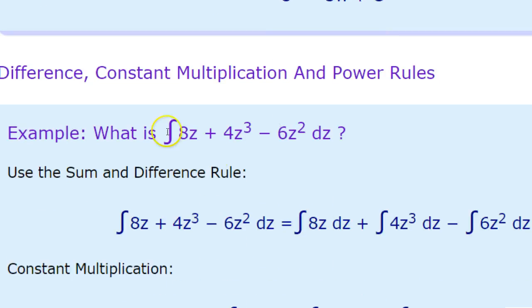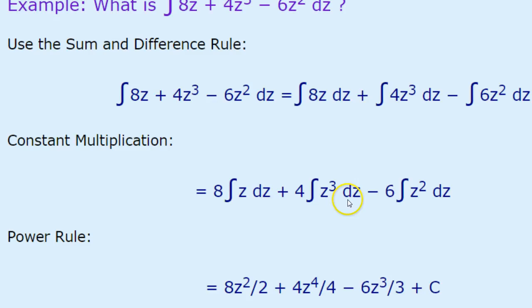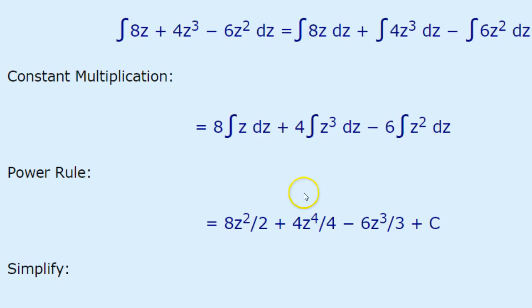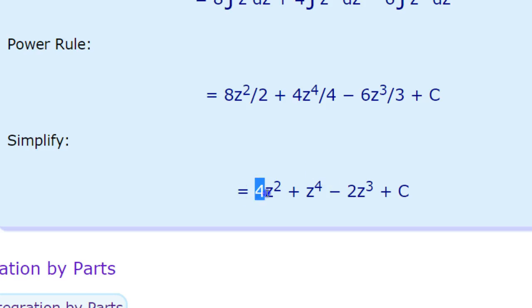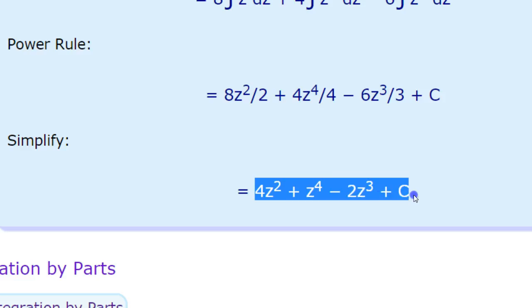Now if we had to mix them all up, obviously we would just break it apart into each. Let's say we had some difference, constant multiplication, and power rules in here. We would separate them all into separate integrals. We would bring the constants out front. Then we would do our actual integration of the powers, and then we would start doing the simplification. We would get 4z squared plus z to the fourth minus 2z to the third plus c.